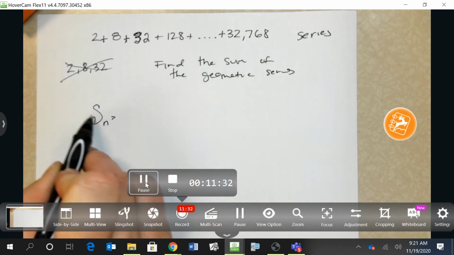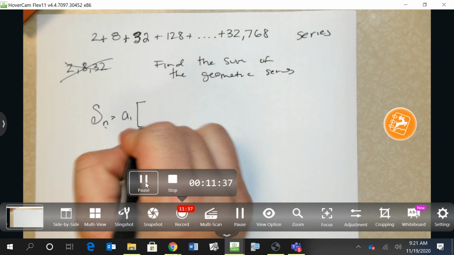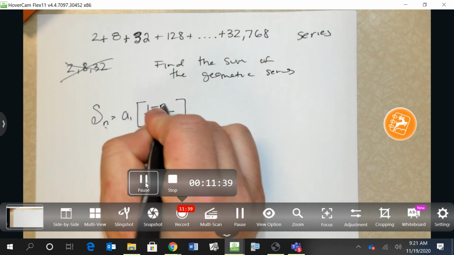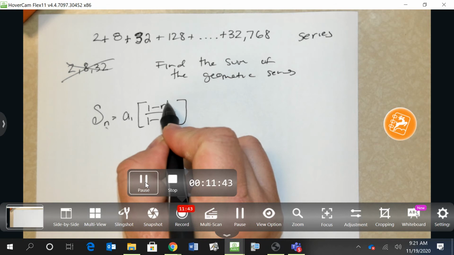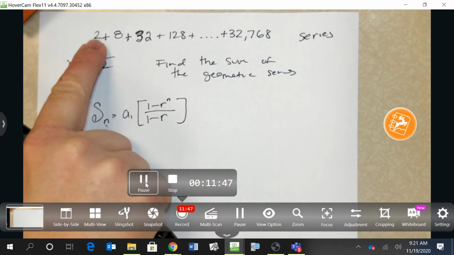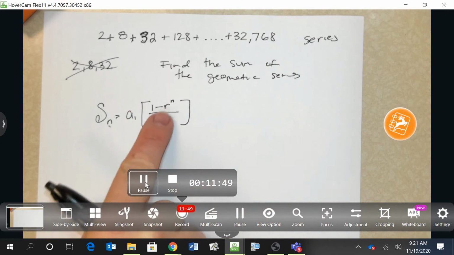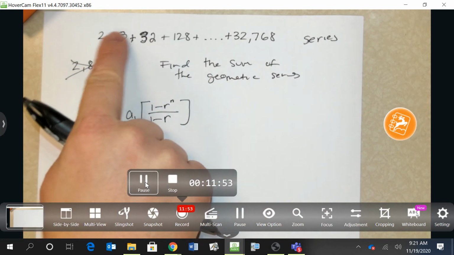So S stands for sum of how many numbers in a row. It's the first number times 1 subtract the rate, 1 subtract the rate. Now the only difference between the top and the bottom is up here above the R, we put an N. So A sub 1 represents the first number in this series. R represents how you get from one number to the next. In this case, we are multiplying by 4.